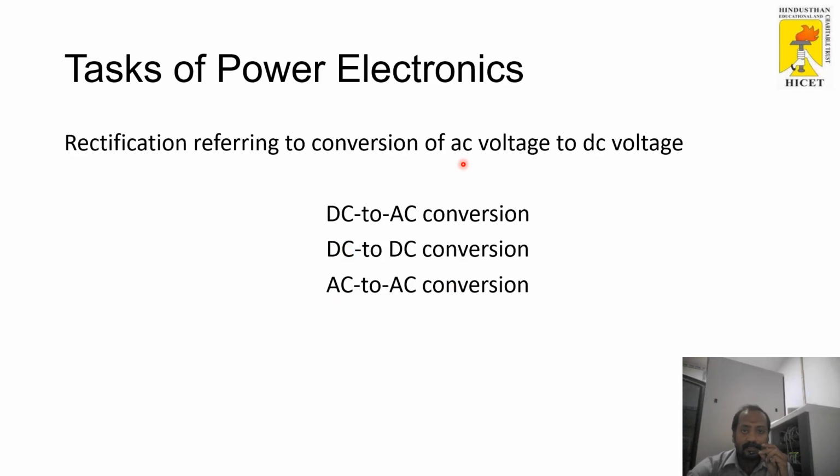In this, AC to DC voltage conversion is referred to as rectification. DC to AC conversion is referred to as the inverter section, and DC to DC conversion can be referred to as choppers. Like that, AC to AC conversion can be referred to as AC voltage regulators.